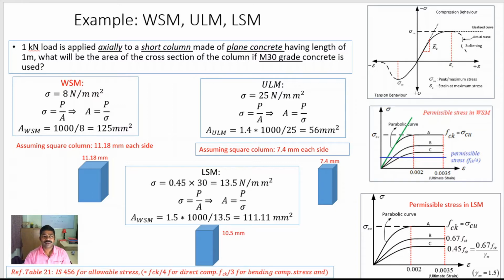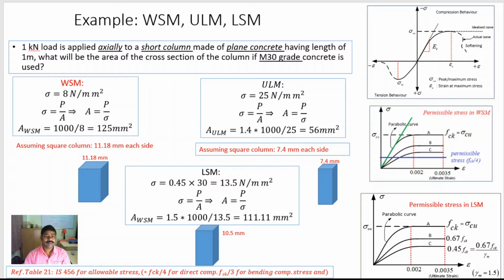The problem is defined as: a 1 kN load is applied axially to a short column made of plain concrete having a length of 1 meter. What will be the area of cross section of the column if M30 grade concrete is used? So here the first thing given is that the load is applied axially. So it is saying that there will not be any eccentricity in the applied loading. So basically the load will cause only axial deformations.